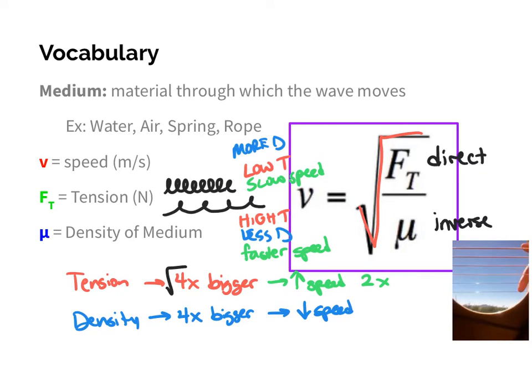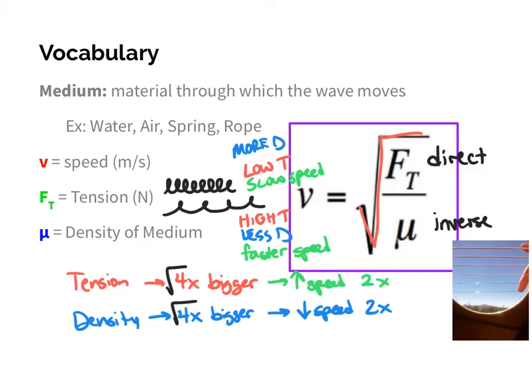And again, because it's a square root, I would also take the square root of that 4, which means that my speed is going to be 2 times smaller. So it's density and tension that are going to determine how fast a wave moves through any given medium.